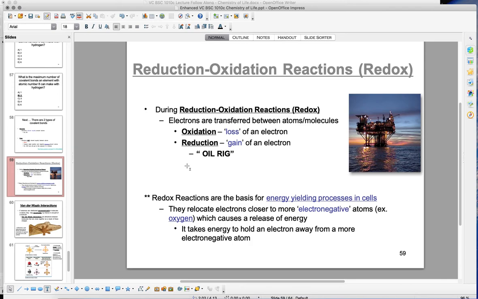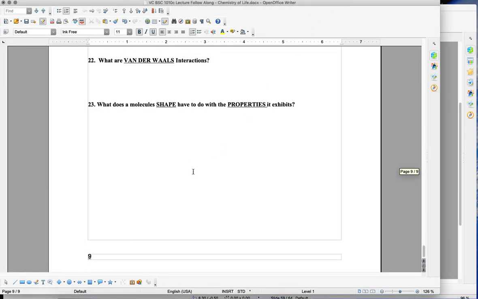We're going to see this quite a bit. Just for right now, remember that redox reactions are going to be the basis of our energy yielding reactions, and they are reactions that relocate electrons between atoms. They've got two different considerations here. Atoms that gain electrons are called reduced atoms, and atoms that lose electrons become oxidized. Oxidation is the loss of an electron, and reduction is the gain of an electron. I'll just jot that in here.